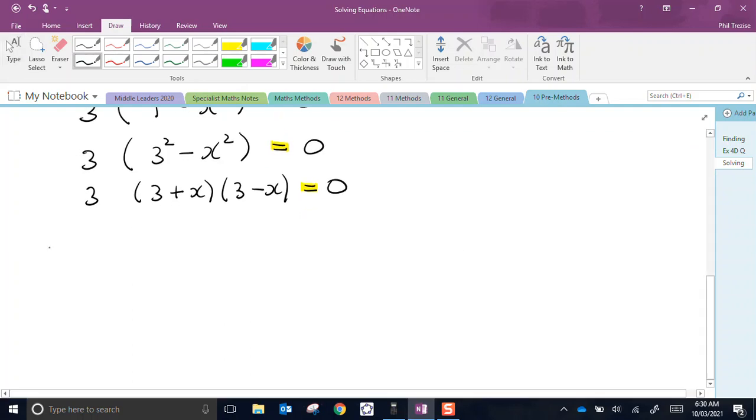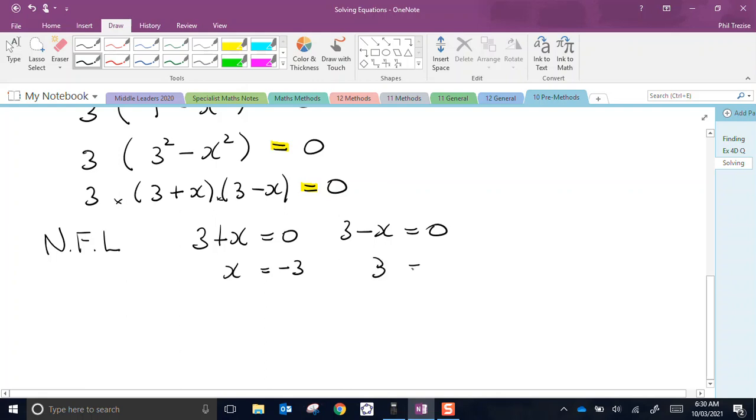Now I'll use my null factor law. Sometimes I just abbreviate to NFL. Now I've got a product here, don't I? I've got 3 multiplied by this term, multiplied by this term. Well, clearly the number 3 cannot equal 0, that's nonsense. But 3 plus x could equal 0, or 3 minus x could equal 0. In this case, I'll transpose to be a negative 3, and in this case, I'll leave the positive 3 where it is, and I'll transpose the x. So the x is either a negative 3 or a positive 3.